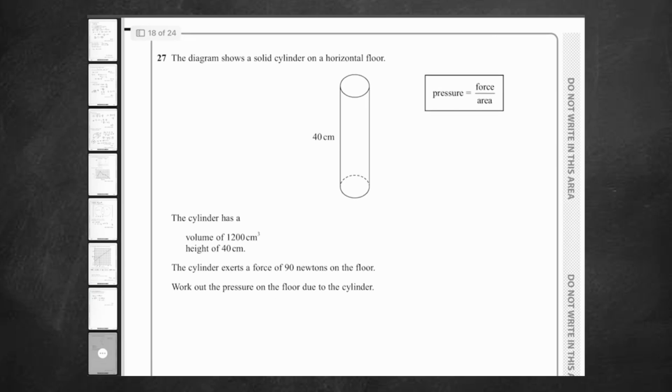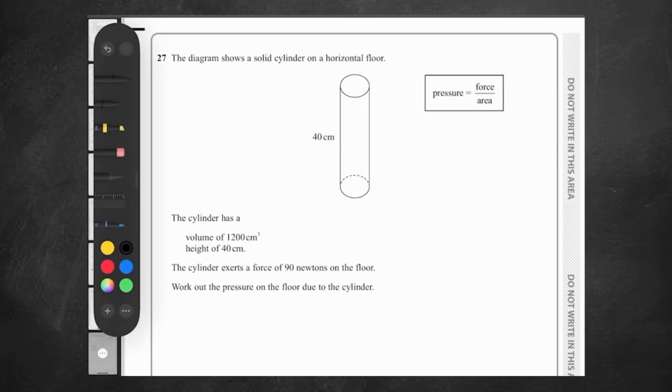Question 27. The diagram shows a solid cylinder on a horizontal floor, and we've got a formula over here for pressure of force over area. The cylinder has a volume of 1200 and a height of 40. The cylinder exerts a force of 90 newtons on the floor. Work out the pressure. So we're going to need pressure, which I'll call P. We're going to need force, and we're going to need area. Luckily, we already have force. So P equals 90 over area.